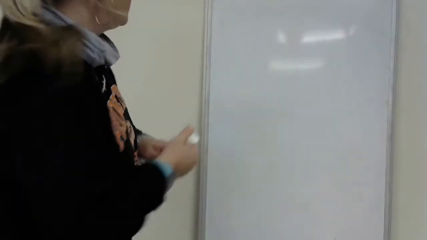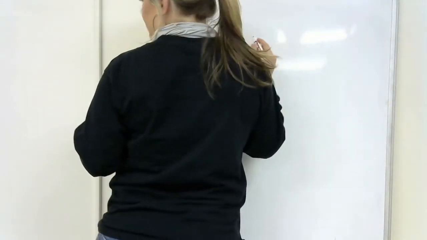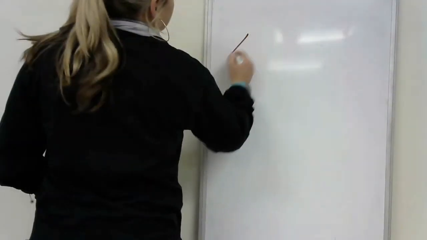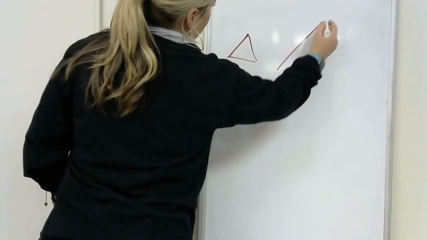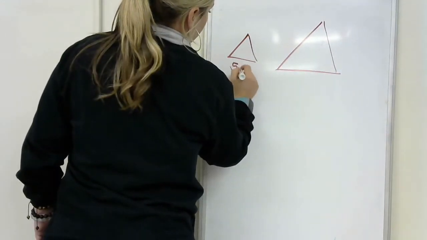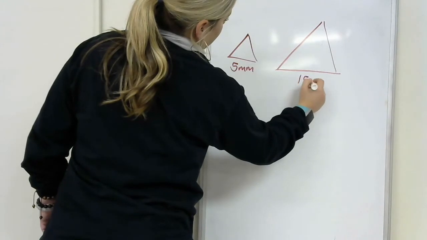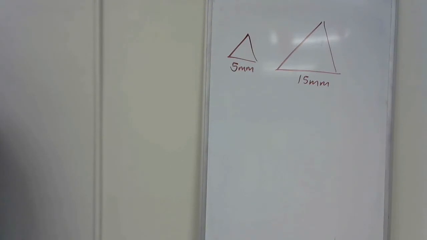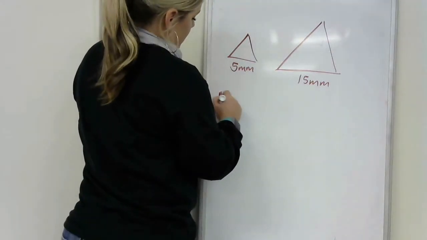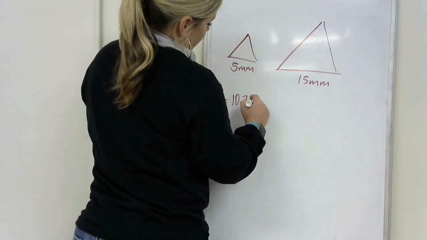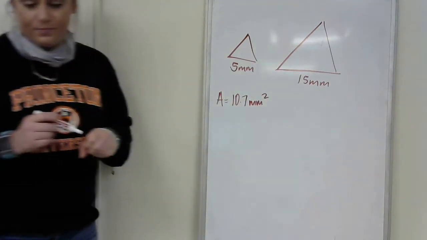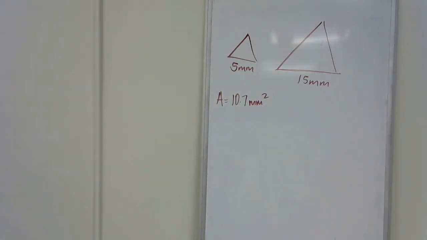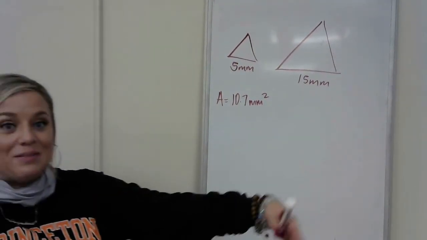All right, I'm going to move my chair so I can see. Okay, so we had a small one and a big one. The small one was 5 millimeters, and this one was 15 millimeters. And these are our similar figures. Now, the area they're giving me of the small one is 10.7 millimeters squared, correct? Because millimeters times millimeters is millimeters squared.